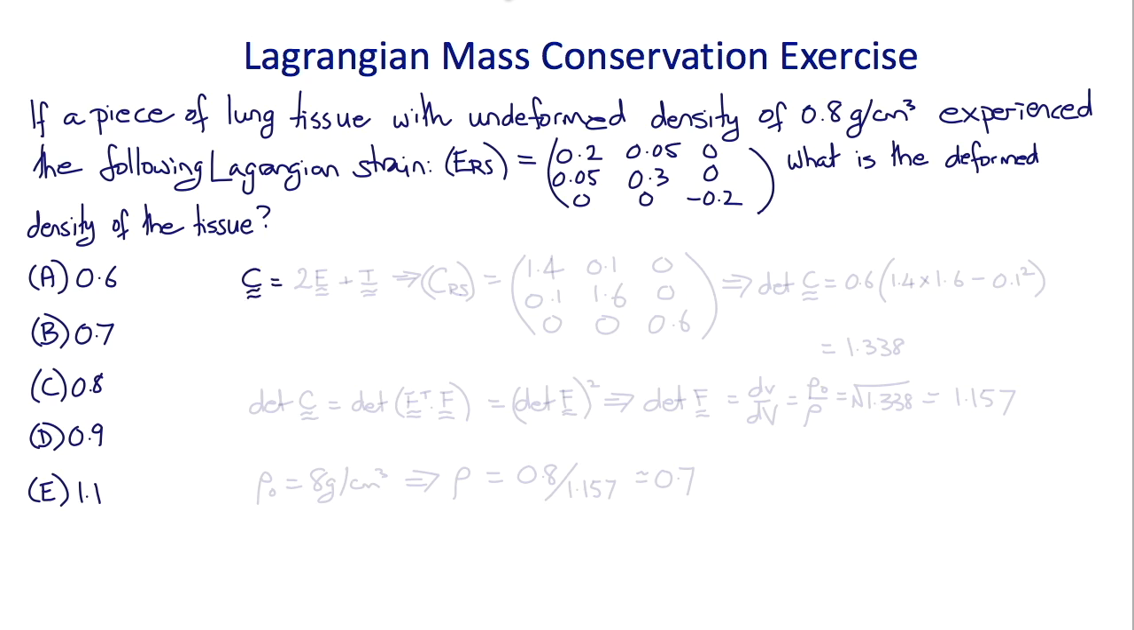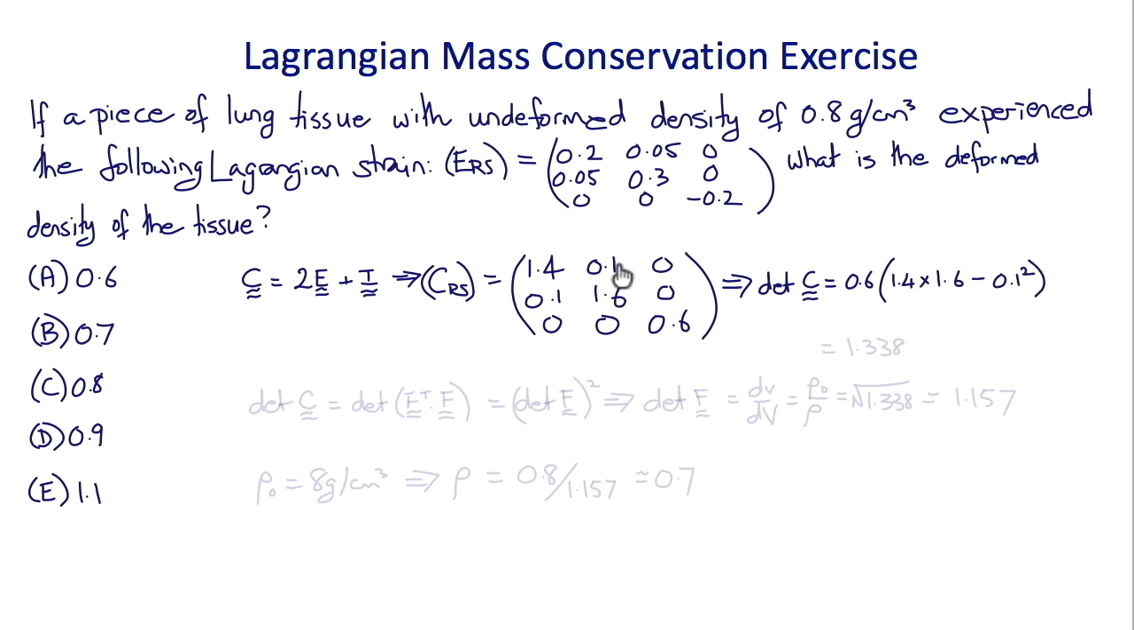To do this, we first need to calculate C, the right Cauchy-Green deformation tensor, from E, the Green's strain tensor. And using C equals 2E plus I, we get that the components of C are 1.4, 0.1, 0, 0.1, 1.6, 0, and 0, 0.6. That gives us that the determinant of C is 0.6 times the determinant of this block, which is 1.4 times 1.6 minus 0.1 squared, which is 1.338.